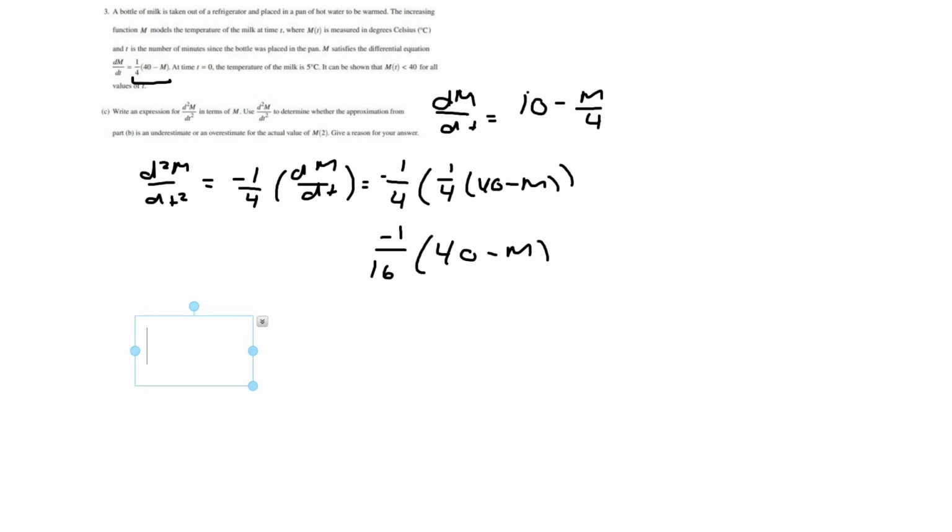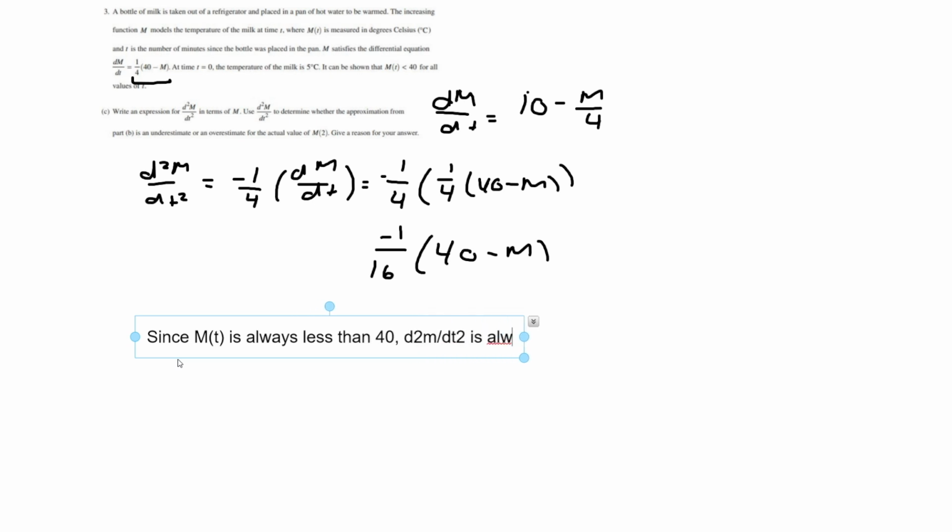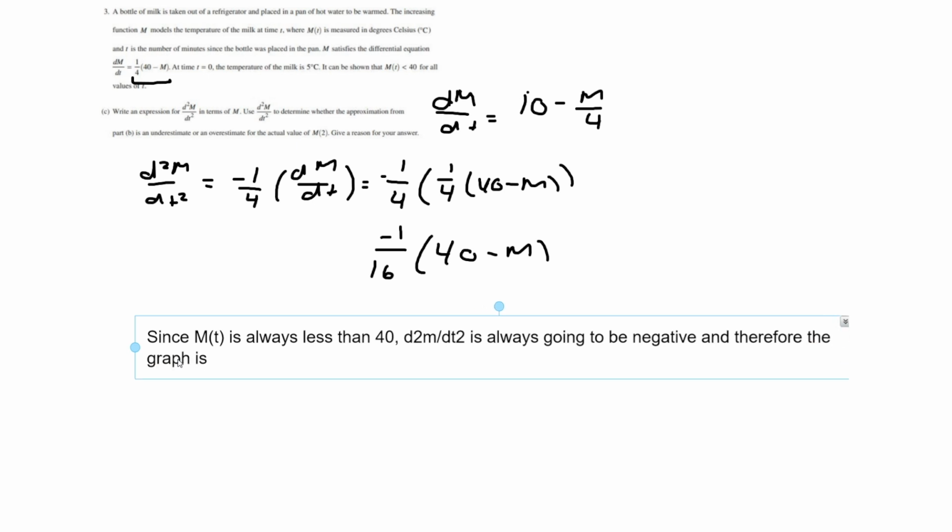So we could write, since m of t is always less than 40, d²m/dt² is always going to be negative, and therefore the graph is concave down. However, this is not exactly what it's asking for. It is asking us, did we make an overestimate or an underestimate?